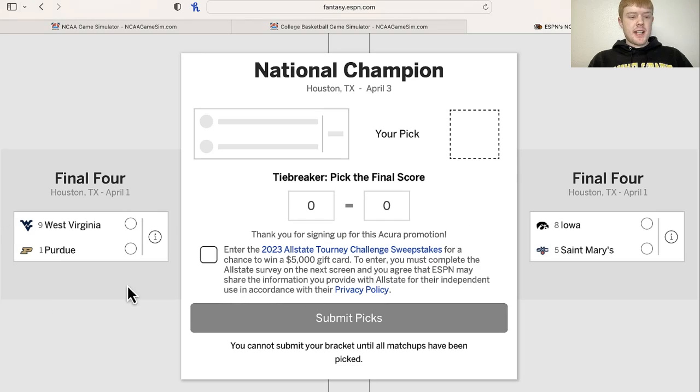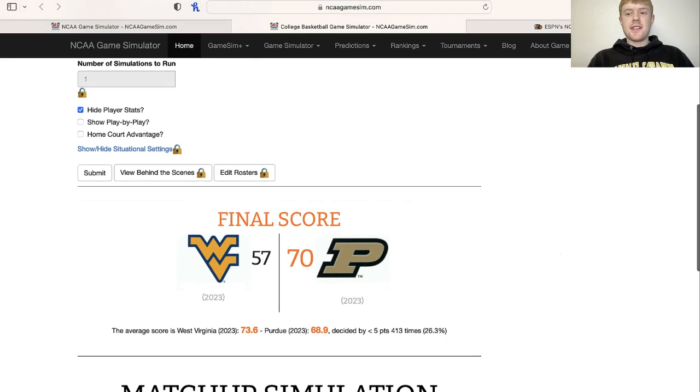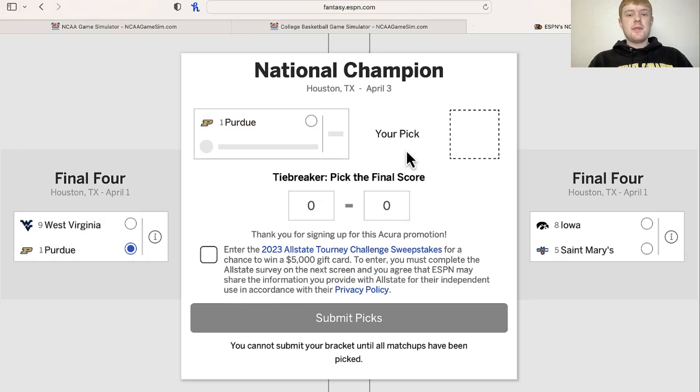Okay, the first matchup we got is number 9 West Virginia versus number 1 Purdue. So let's see who wins. And in this game, West Virginia's Cinderella hopes end here. Purdue's going to move on to the national championship game. Let's see who they're going to play.